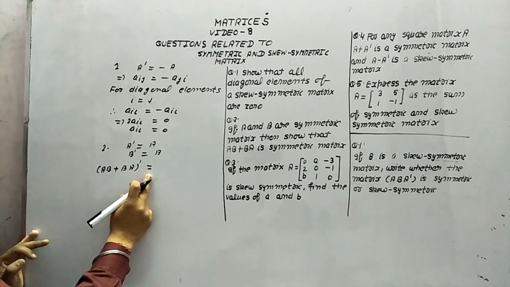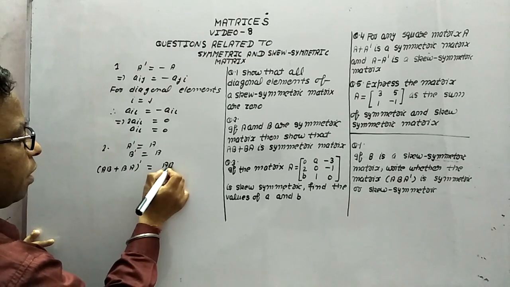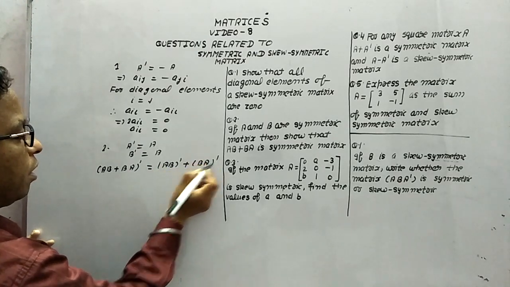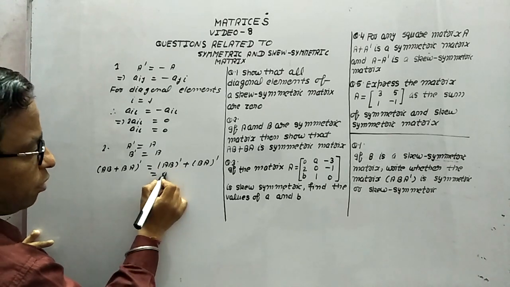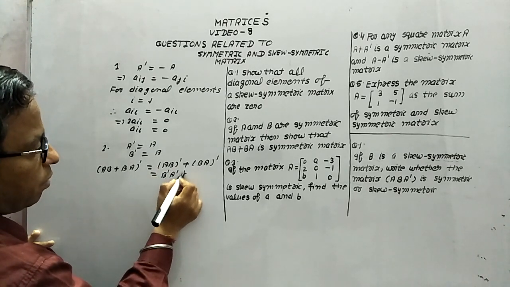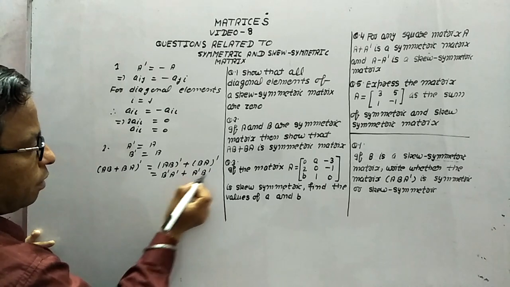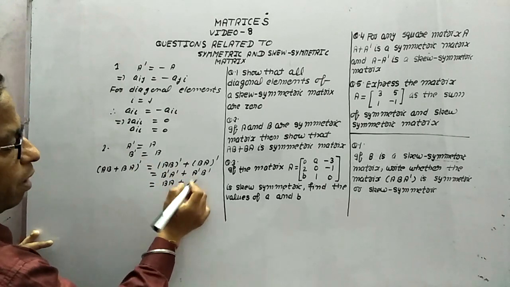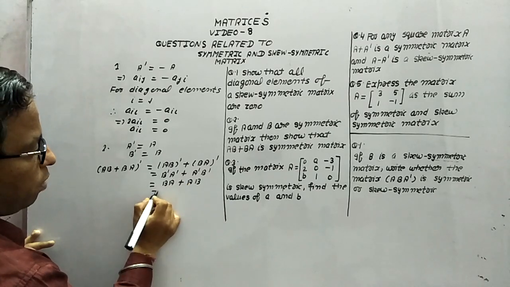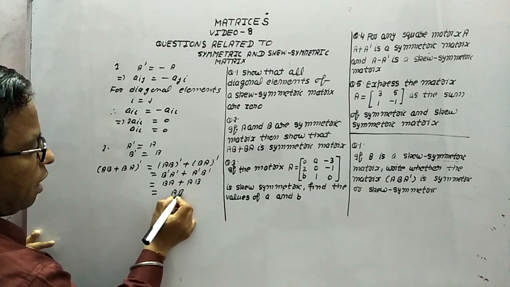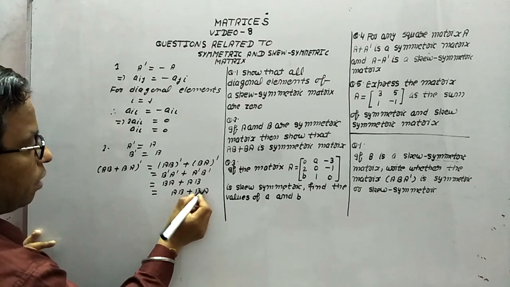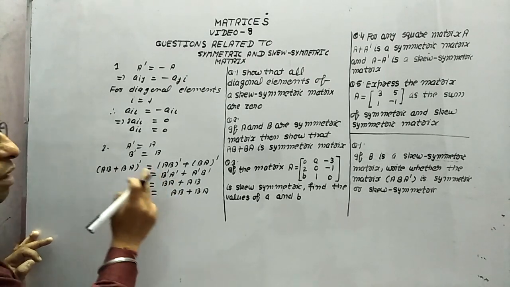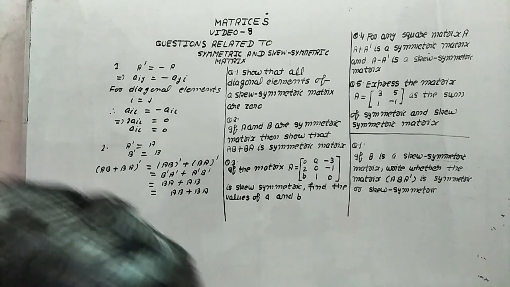Now, according to the properties of transpose, what will come? (AB) dash plus (BA) dash. Now AB, this is the product rule here. It means B dash A dash plus A dash B dash. Now B dash is equal to B, A dash is equal to A. From this part, this is also A, this is also B. It means this becomes AB plus BA. Now the transpose is equal to the original matrix. That's why this is a symmetric matrix.